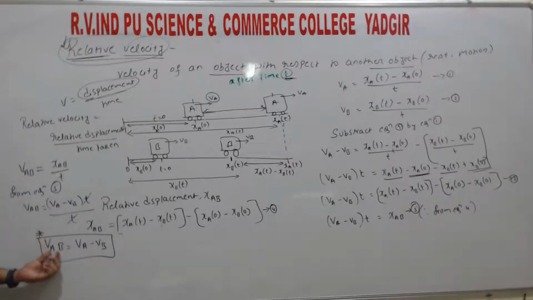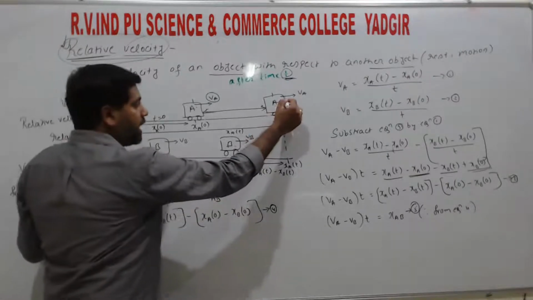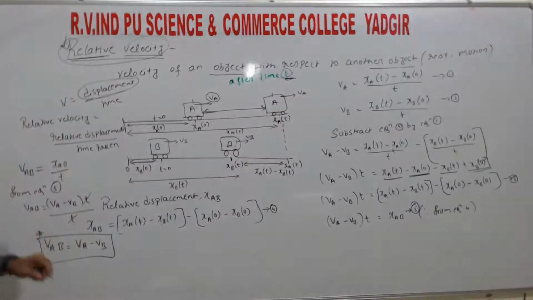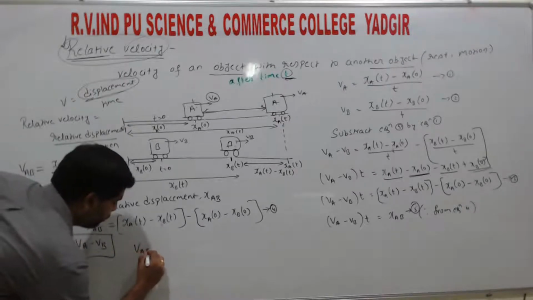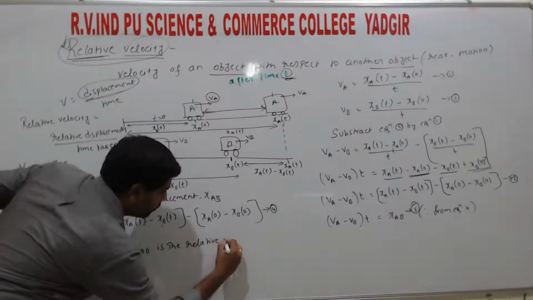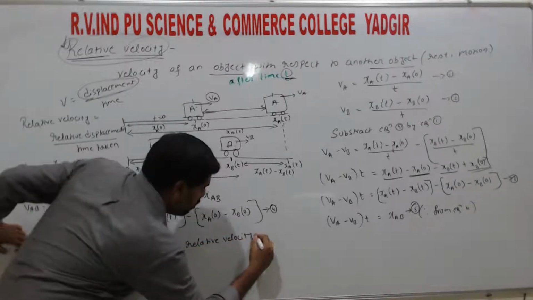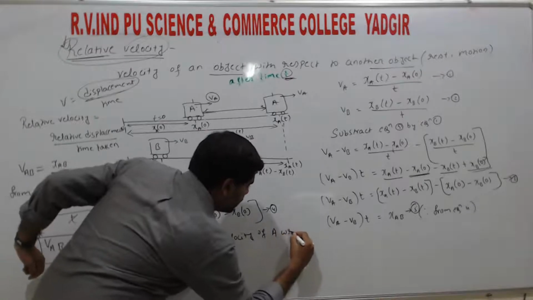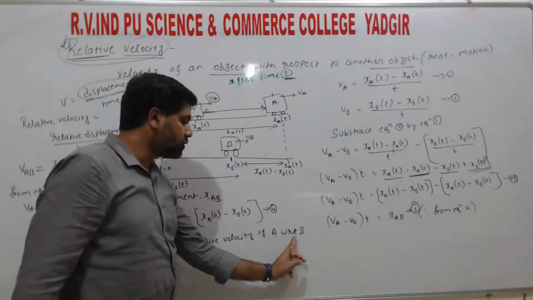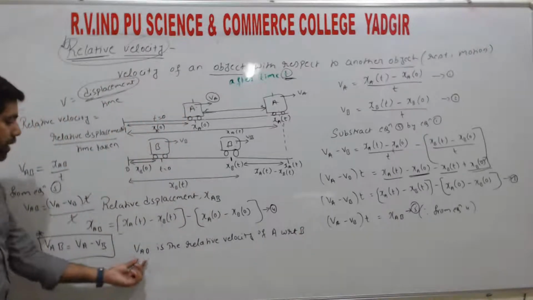So don't get confused about the relative velocity of the object A with respect to B. If both are moving in the same direction, then it is VA minus VB. This one is the first relation. So VAB is the relative velocity of A with respect to B, where WRT is with respect to. So what does VAB represent?